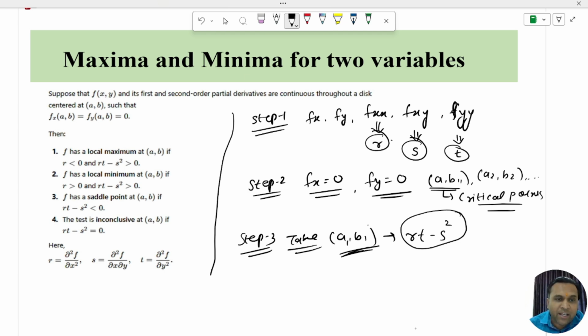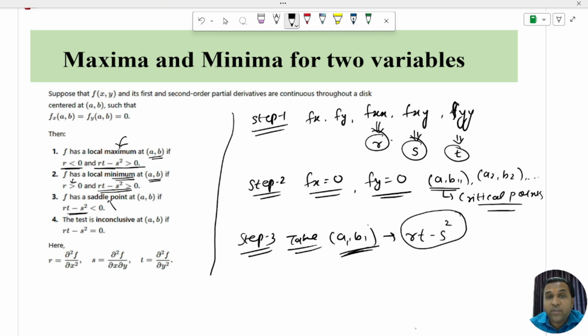Now we can see here, if rt minus s square is greater than 0 and r less than 0, then we can say it has a local maximum at the given point. And if rt minus s square is greater than 0 and r greater than 0, then we say minimum at the given point. If rt minus s square is less than 0, then we can say it is a saddle point.